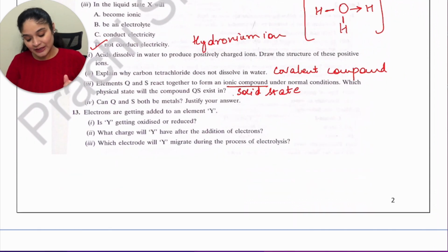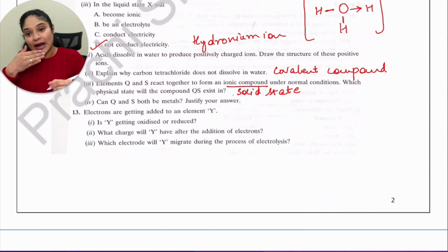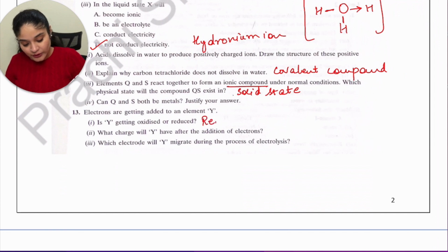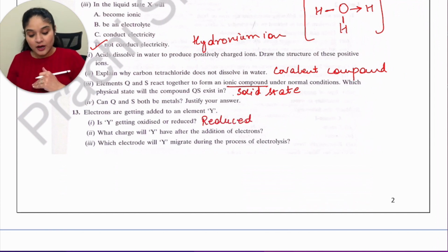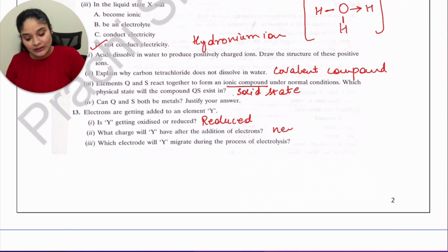Moving on, electrons are getting added to an element Y. So electron is being added. So is Y getting oxidized or reduced? It is being reduced because we are adding electrons. So reduced. What charge will Y have after the addition of electrons? Since more electrons are added, you would definitely be negatively charged.